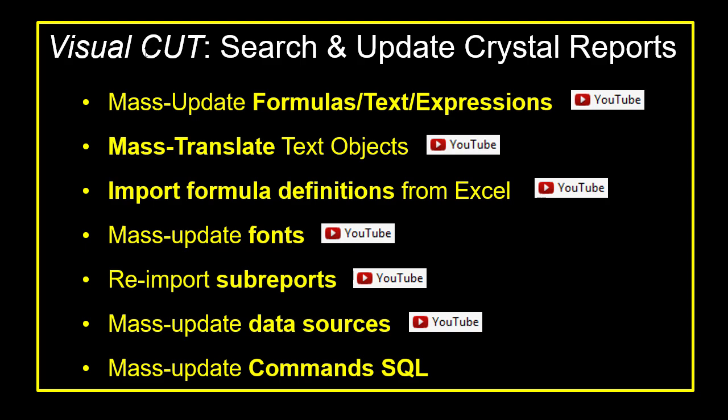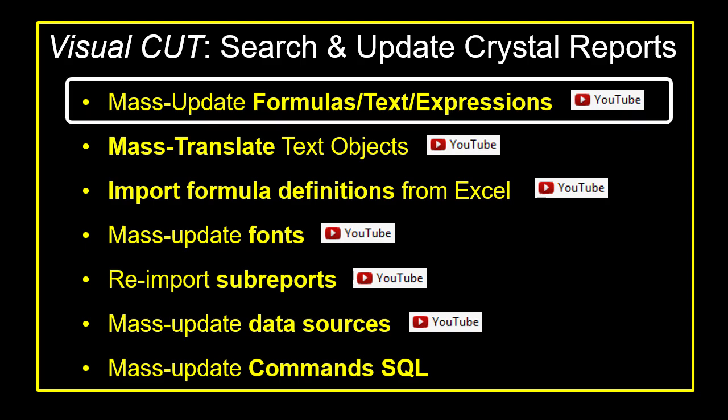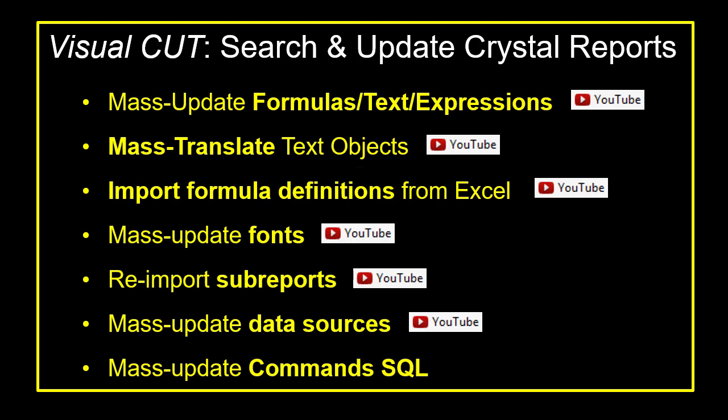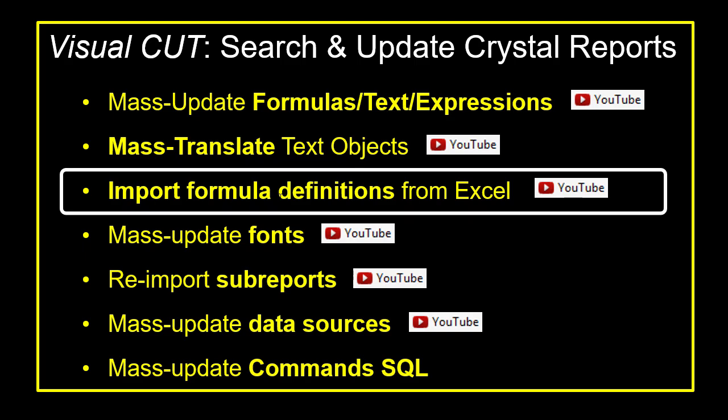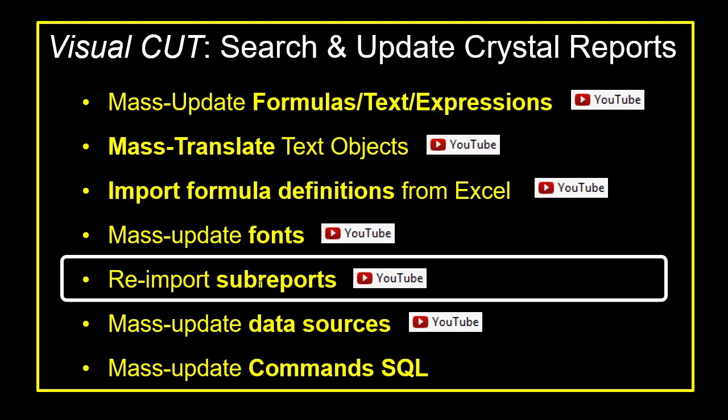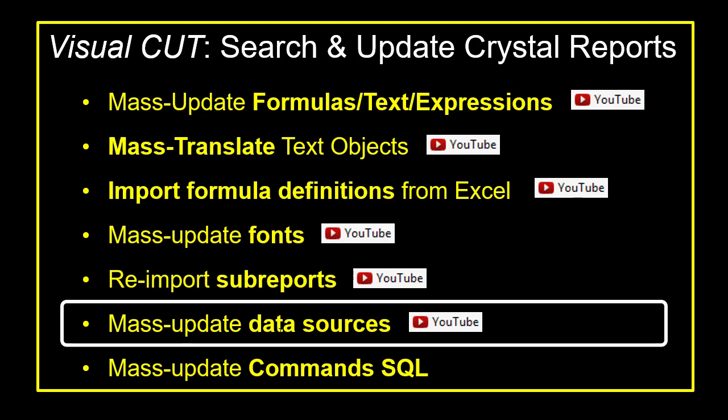VisualCut allows you to search and update multiple Crystal reports by targeting formulas, text objects, and expressions for mass update, mass translation of text objects, importing formula definitions from Excel workbooks, updating fonts, re-importing subreports, and mass updating data sources.